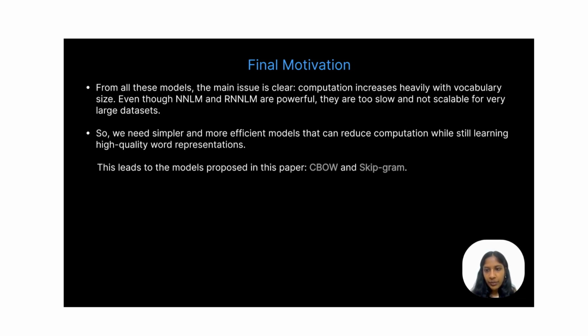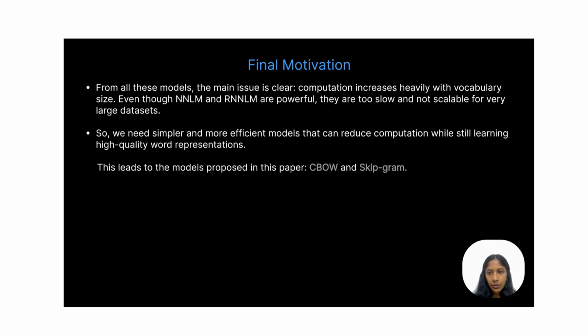So after seeing the limitations of NNLM, researchers tried to make these models faster. One key optimization is hierarchical softmax, where words are arranged in a binary tree. Instead of checking all words, the model follows a path in the tree, reducing computation from V to log V. Another improvement is the recurrent neural network language model, RNNLM. It uses a hidden state to remember past information, allowing it to capture longer context and better language patterns.